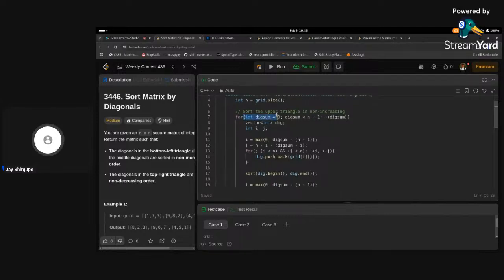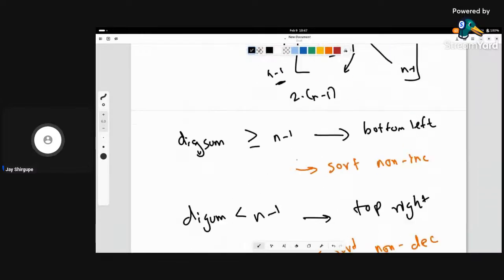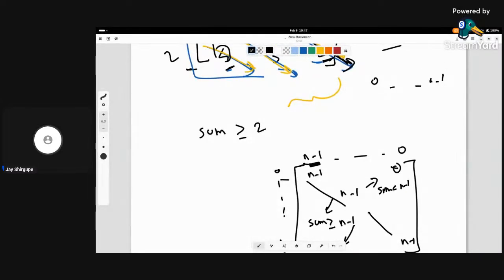And you iterate over all the possible diagonal sums. So in the upper triangle, if you look at it, the upper triangle would have a sum of at most up to n minus 1. So this thing is a different color. This thing is your upper triangle. So your upper triangle would have a sum of less than n minus 1.